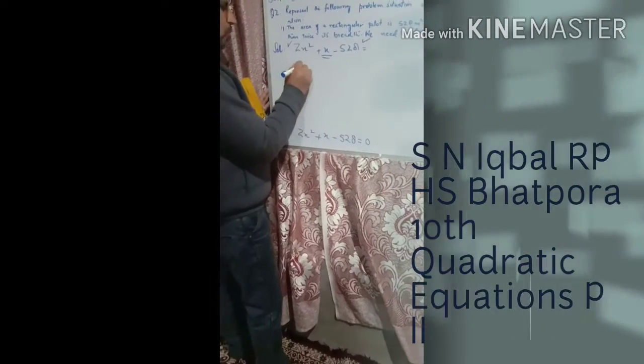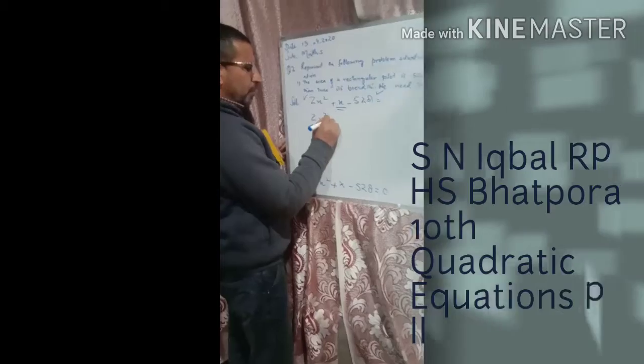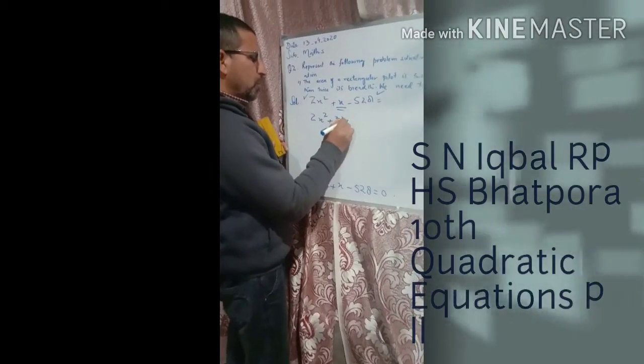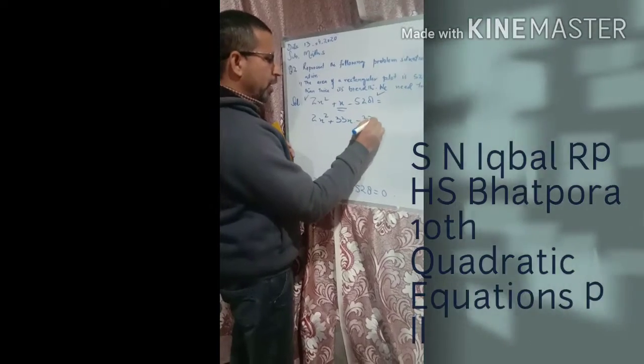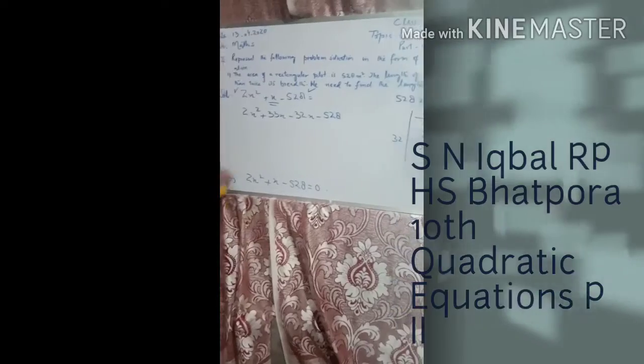So our equation would be like this: 2x square plus 33x minus 32x minus 528.